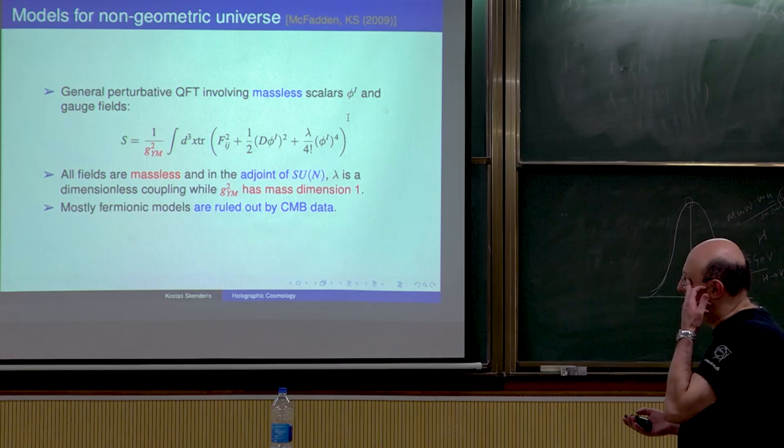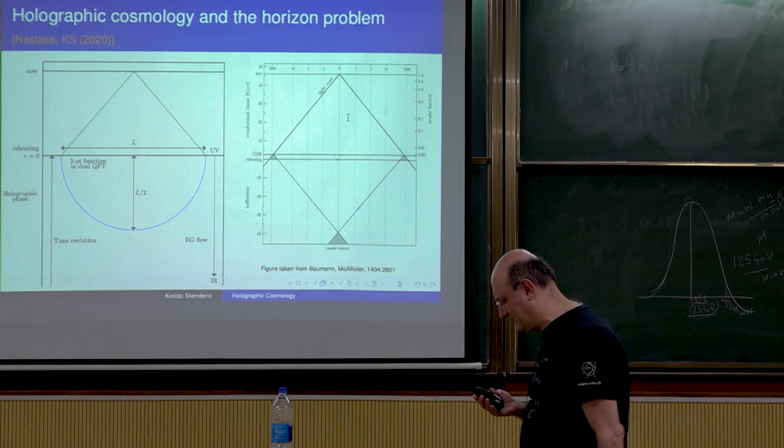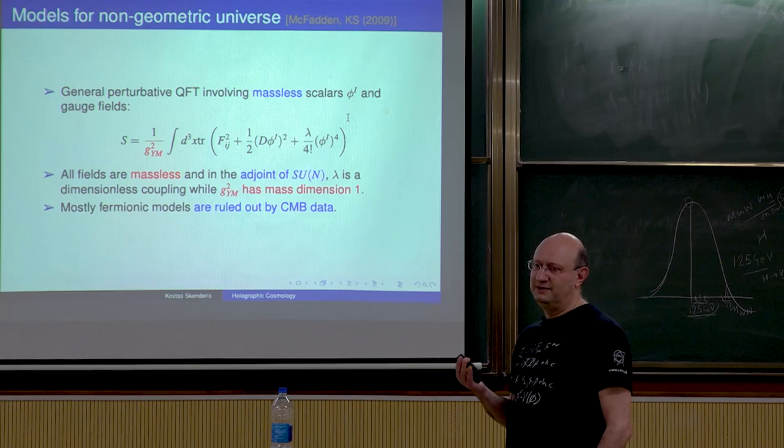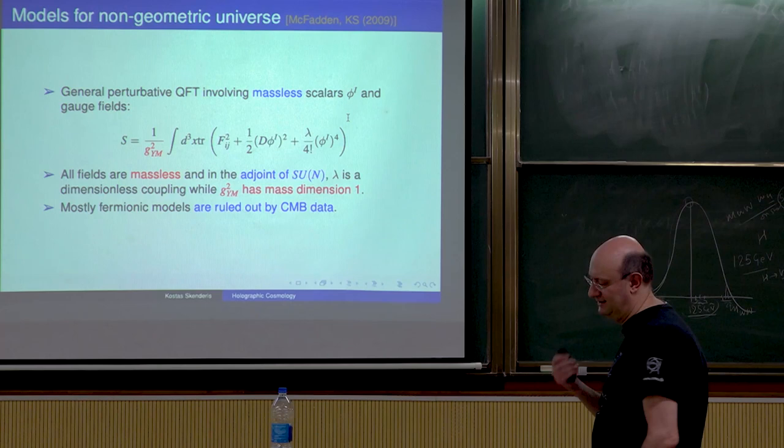Okay, so this was the framework, right? Up to here, everything I said applies to any model that one could think of. So now we're going to move on to discuss models. The general models I will discuss are general perturbative quantum field theories that have massless scalars and gauge fields. Actually, the original papers also contain fermions, and we did computations also with the fermions.